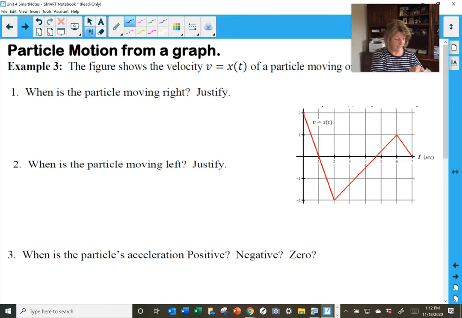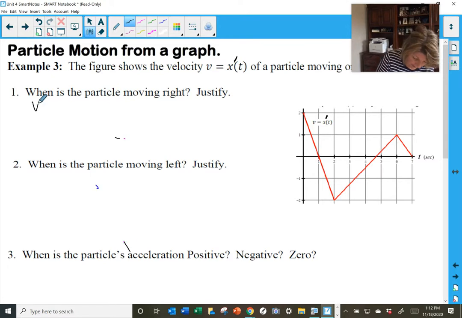The last thing is interpreting the motion from a graph. Whew, getting tired. When is the particle moving to the right? Ooh, good question. So the figure shows the velocity v equals x prime of t of the particle. I'm wondering if that shouldn't say, let's put a prime in there. That just seems to be a typo to me. Velocity equals x prime of t. Yeah, definitely. When is the particle moving right?